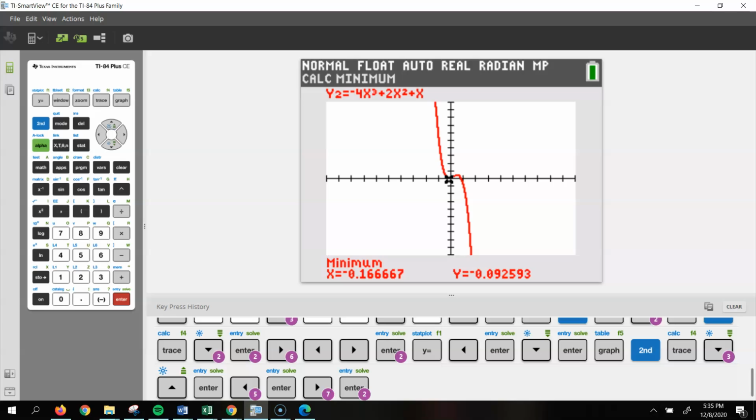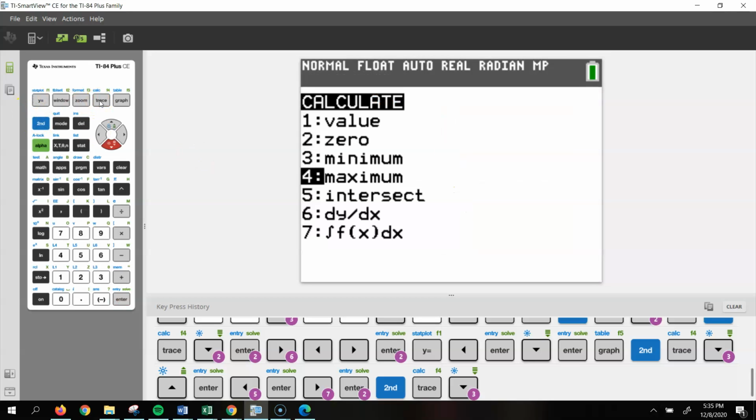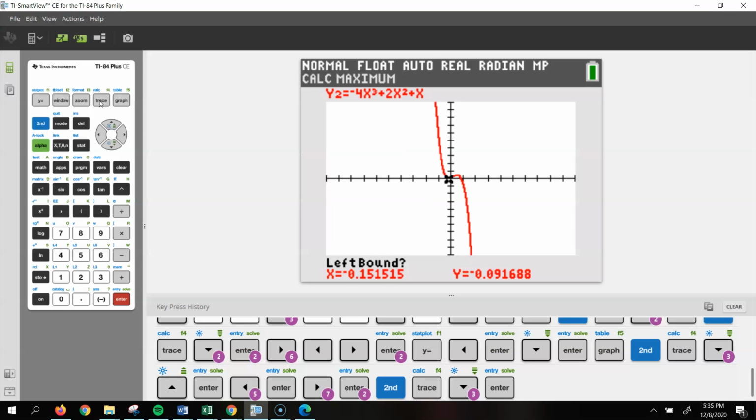And then the y value would be negative 0.093. So we could round that one, which we'll go back to our notes in just a minute here. Let's go ahead and find out what that maximum, what that point is right to the right of there. So I'm going to do the same thing. I'm going to do second trace. This time we're going to choose the maximum value. So I want to make sure you change that.